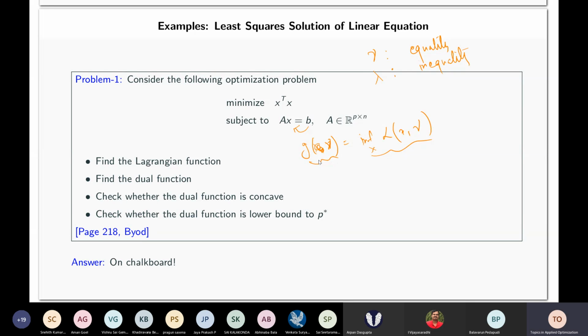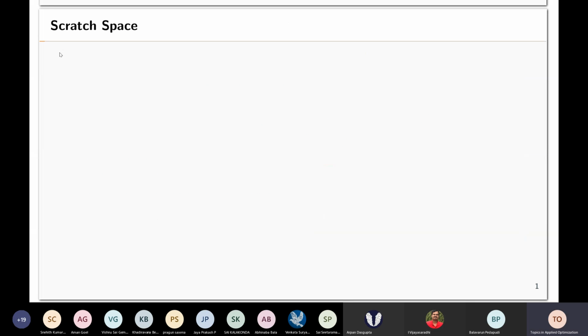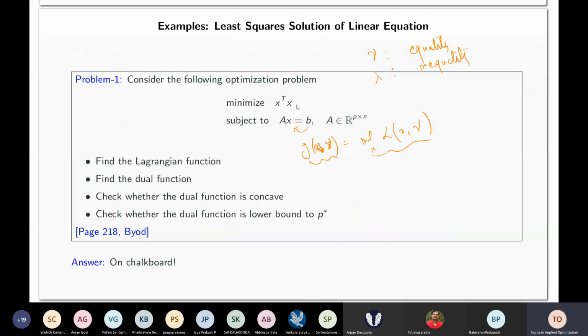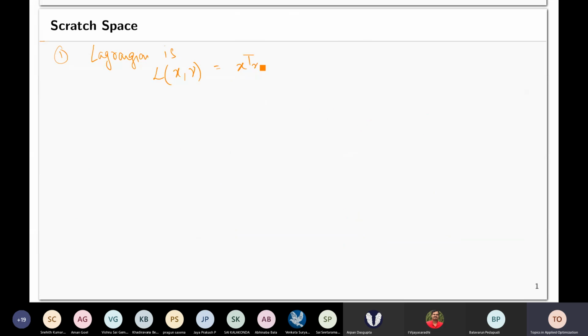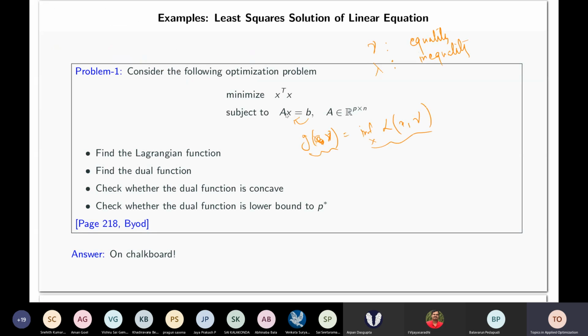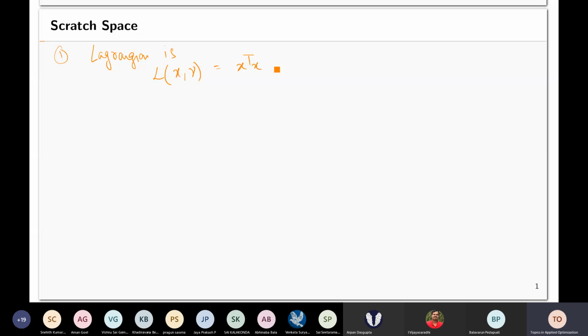Okay, so this is the problem we have. Now let us try to write things down. The first step is the Lagrangian. So the Lagrangian in this case is given by L(x, nu). Only nu is there, only the equality constraint is there. So this is the objective function x transpose x plus nu times b. Don't forget to put b on the right hand side. So plus nu transpose (Ax minus b).